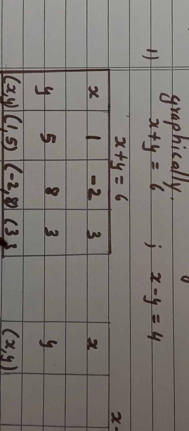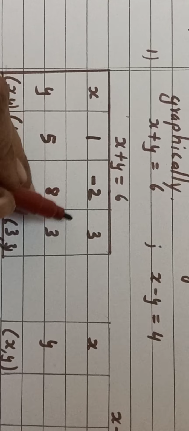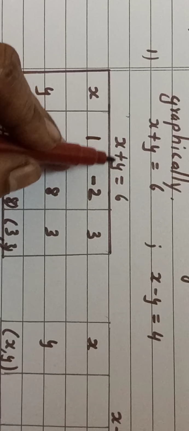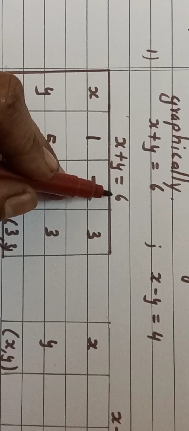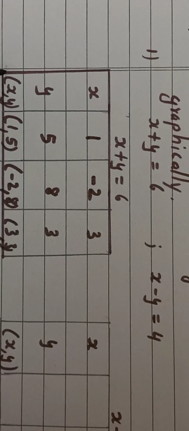I hope you are getting it. 3 plus 3 is 6. If I put these values, 3 plus 3 is 6. Minus 2 plus 8 is 6. 1 plus 5 is 6. This orally you can do as a 10th standard student, right? Now next here, another table.